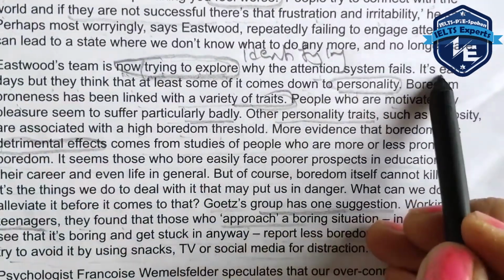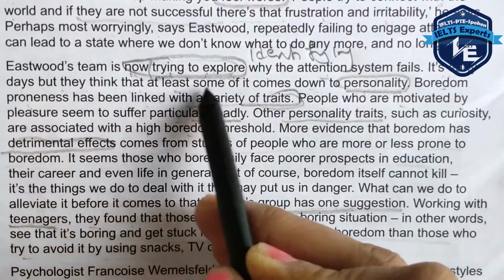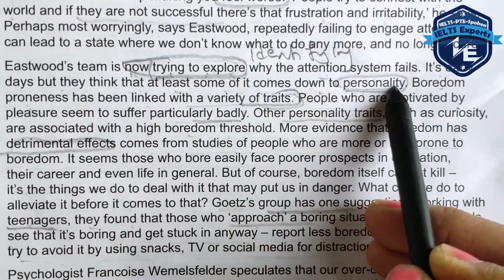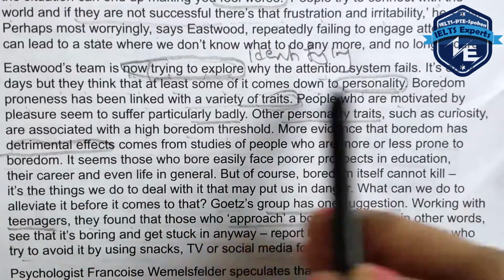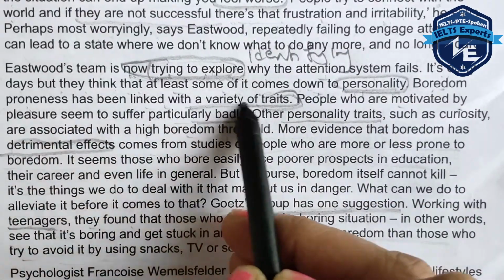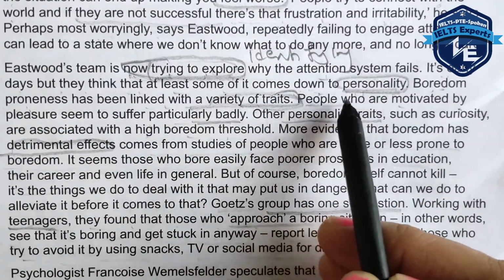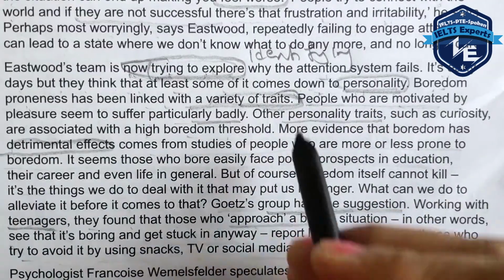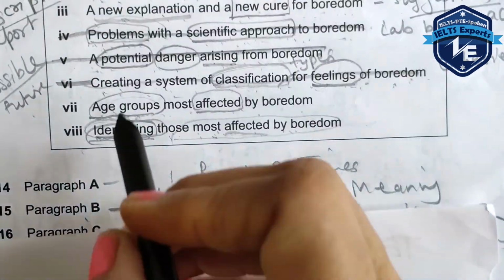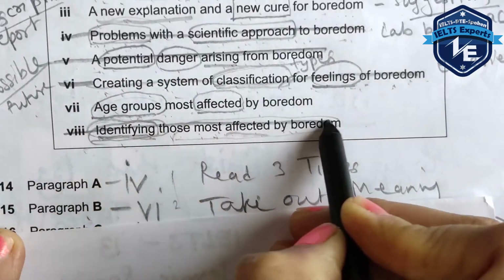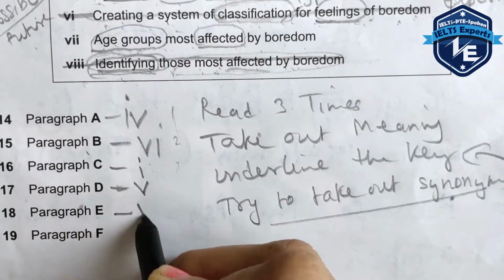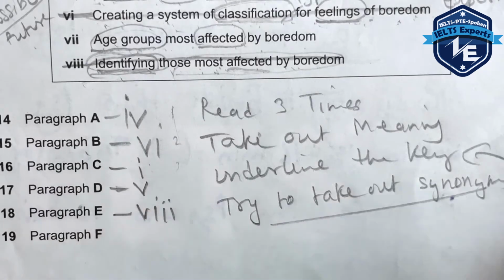Why the attention fails. It's early days but they think at least some of it comes down to personality. Boredom proneness has been linked with a variety of traits. And again they are talking about people who are motivated. They are explaining which type of people are getting bored. Okay, for this, let's cut it from the list of options. For 18th is eight.